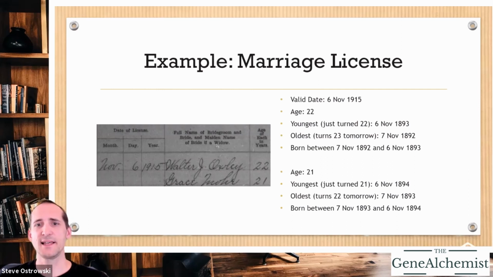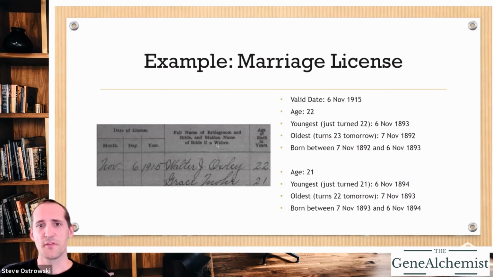Okay, so back to that example of a marriage license here with Walter and Grace. We're going to go back and plug those numbers into the formulas I showed. So let's say the valid date here is the 6th of November, 1915. That's written at the date of the license. That's when they wrote out that they were 22 years old and 21 years old.